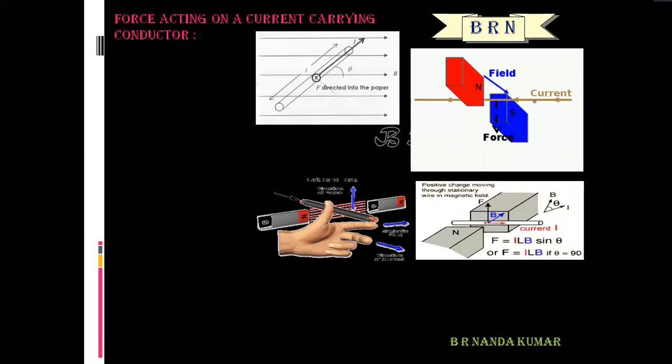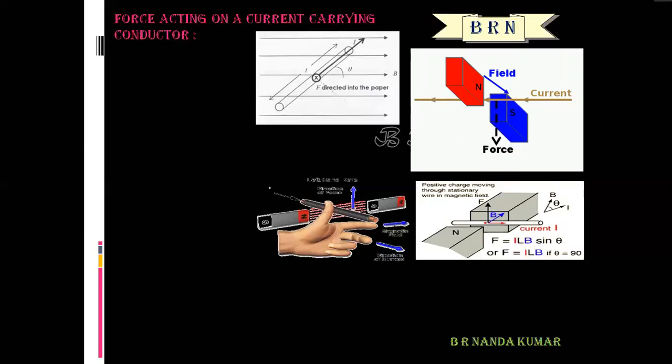Suppose current is flowing like this. It is from right to left. So this is the direction of magnetic field. Now apply the Fleming's left hand rule here. Stretch out the first three fingers of left hand in three mutually perpendicular directions. The forefinger points in the direction of magnetic field. It is normally inwards, right? Middle finger points in the direction of current flowing through the conductor, that is from right to left. The thumb points in the direction of mechanical force, that is vertically downwards.